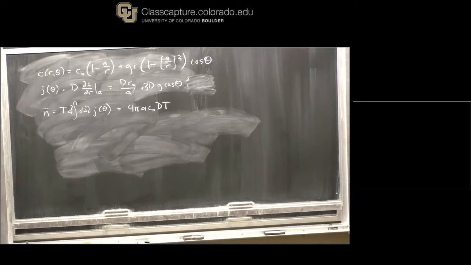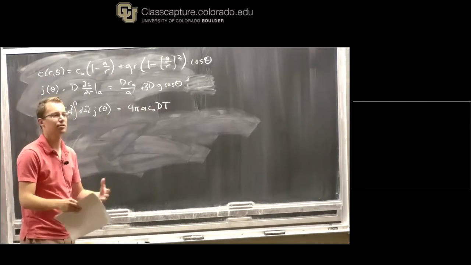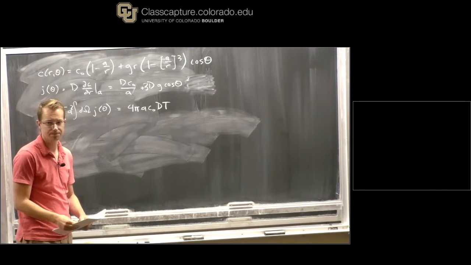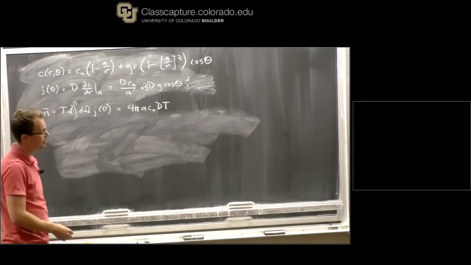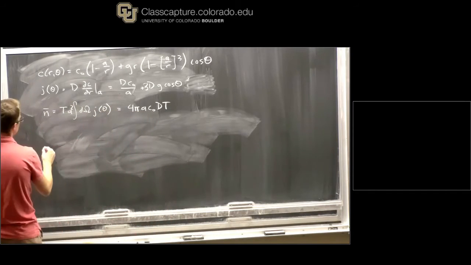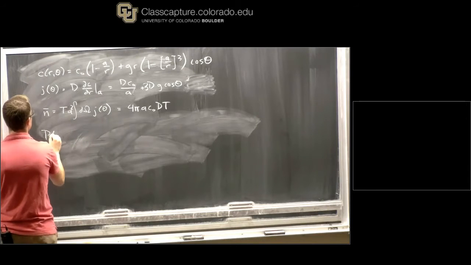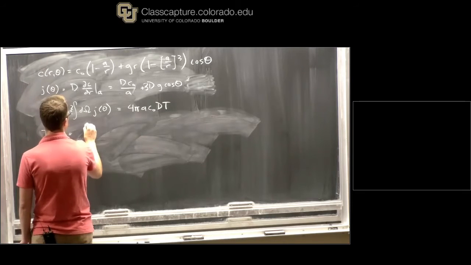You will not be shocked to hear that this is the same answer that we got when there was no gradient present, and it just says that tilting the concentration doesn't change the total number of molecules that arrive. The second thing we can get is this probability of the solid angle, right? The probability of the solid angle is j over the integral of j.